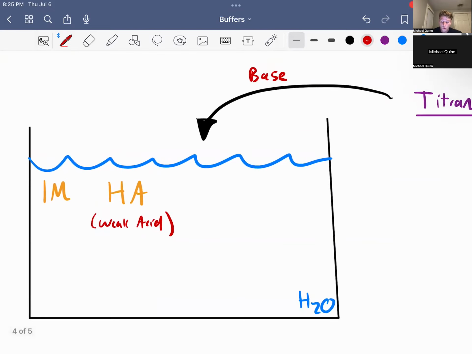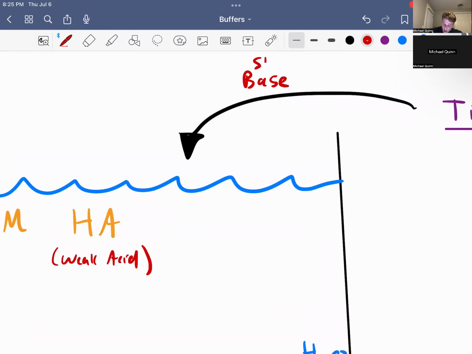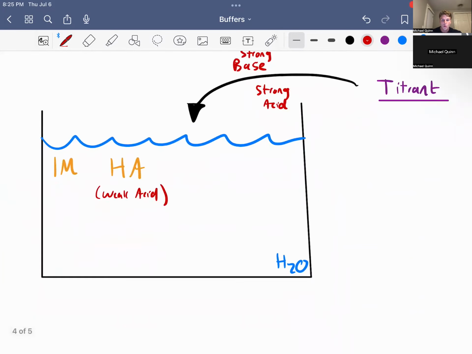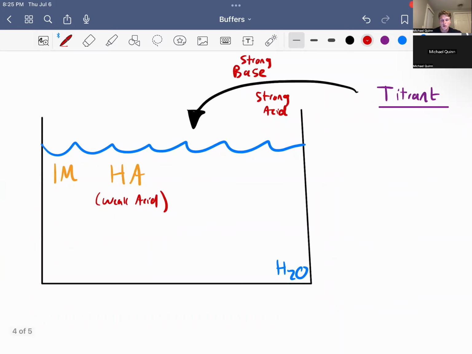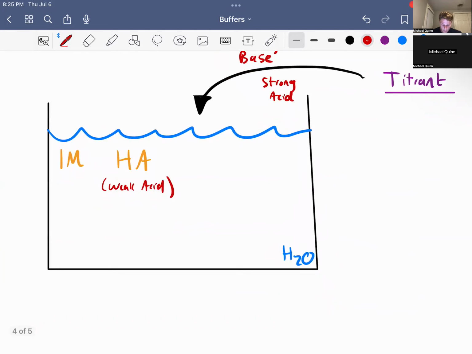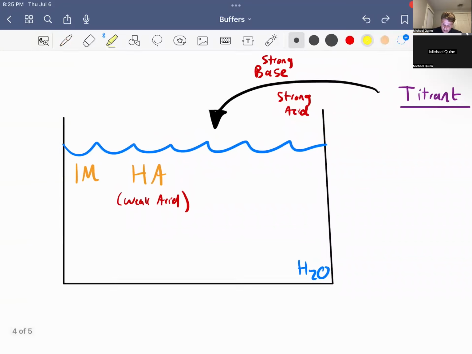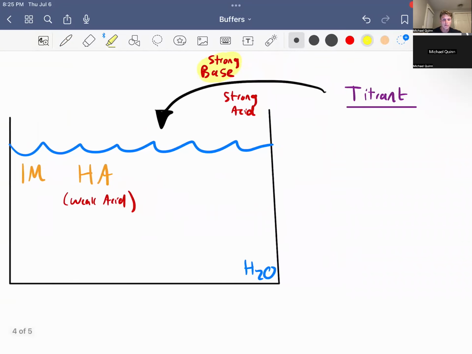So it turns out when you do a titration, you are either adding a strong base or a strong acid to a beaker. Now, when do we see a titration with a strong base versus a strong acid? Well, if we had a scenario where we have 1 molar of HA, which is our weak acid, we should add a strong base to take away the hydrogen to make a conjugate base.